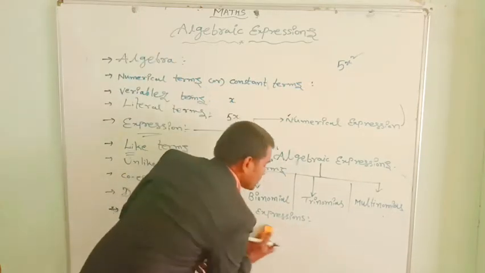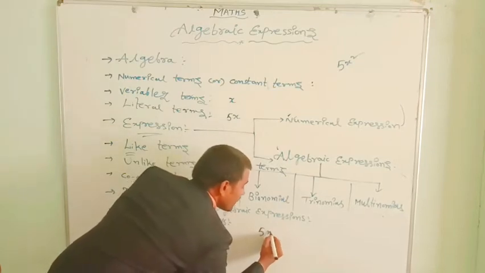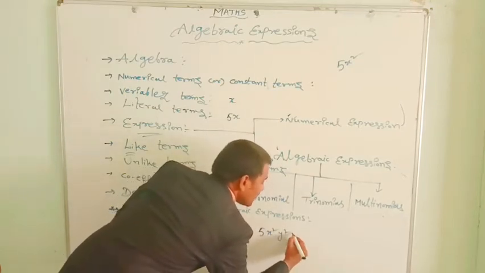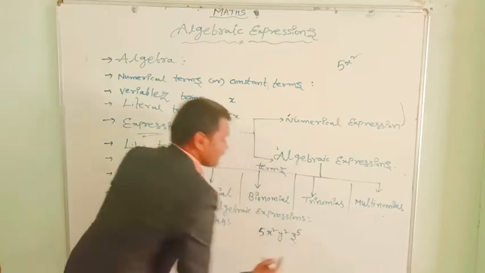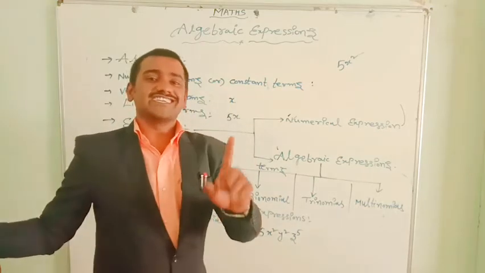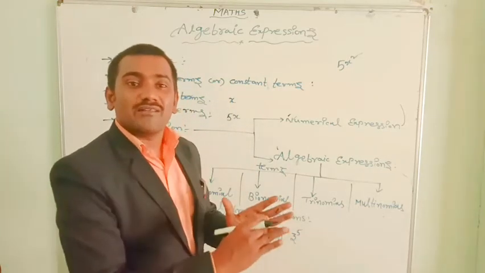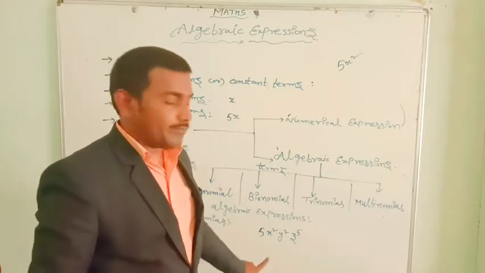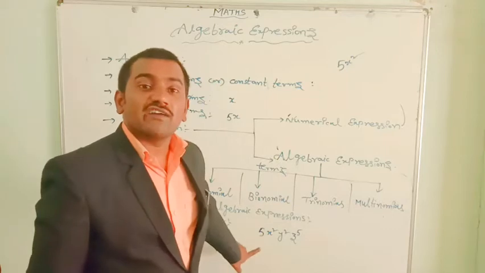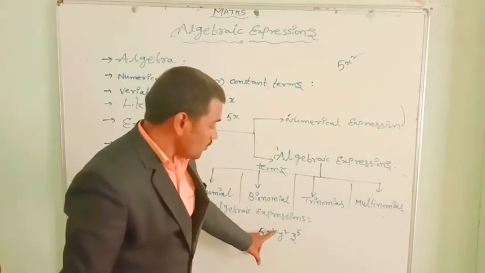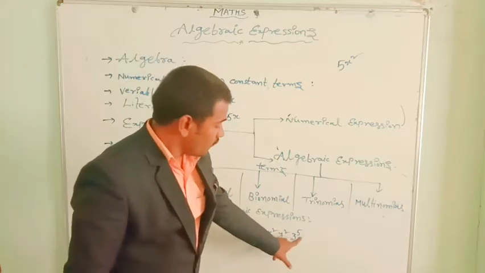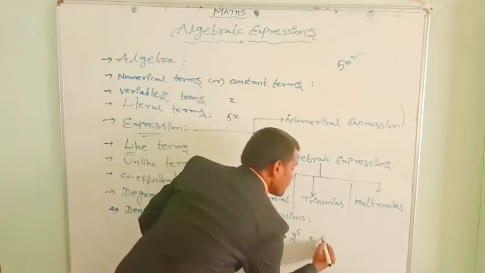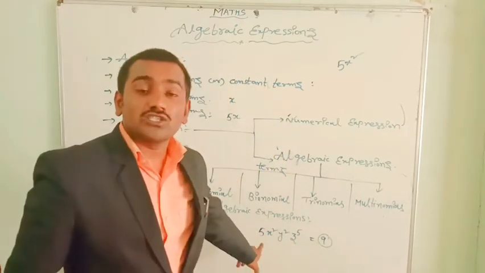Let me write one more example: 5x square y square z to the power of 5. Completely it is a single term only. There is no plus or minus to separate the terms, so it is a monomial. What is the degree of this monomial? 2 plus 2 is 4, 4 plus 5 is 9. 9 is the degree of this monomial.